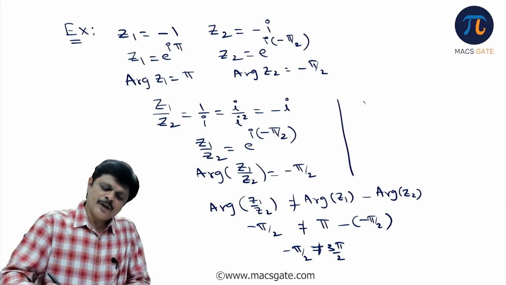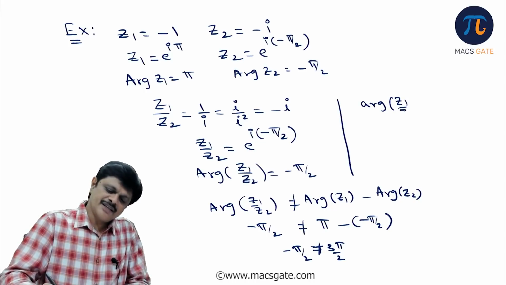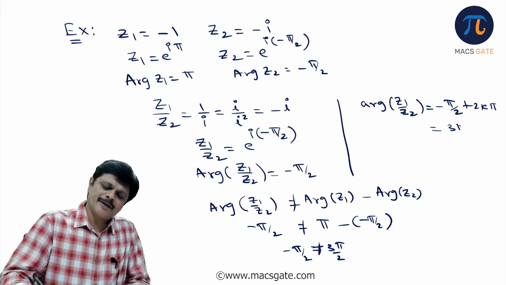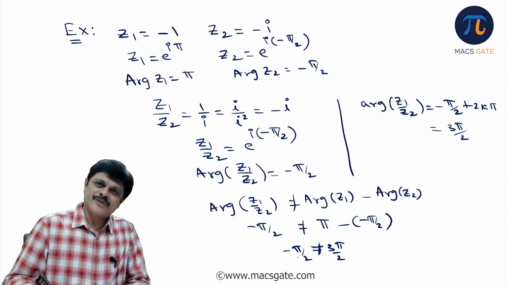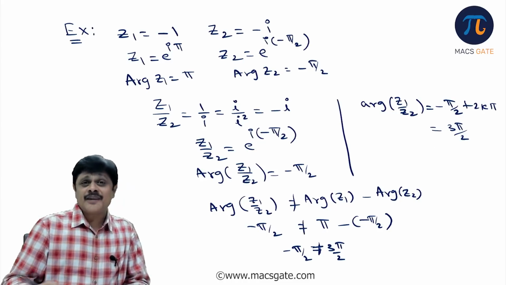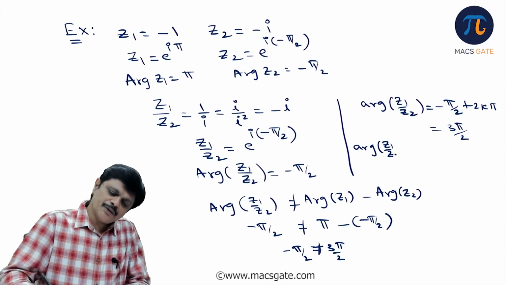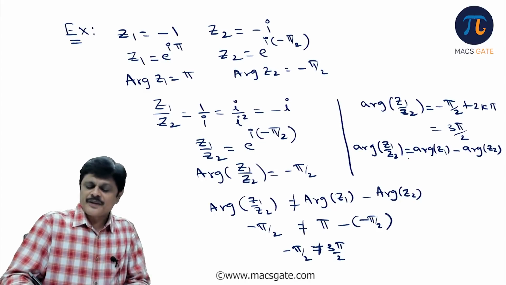But instead of taking principal argument, if you take some general argument of z1 by z2, what is it? Minus pi by 2 plus 2k pi, where k is integer. I take k is equal to 1, which is 3 pi by 2. So for that this will be satisfied. For 3 pi by 2 is equal to pi minus of minus pi by 2, that is 3 pi by 2. That will be satisfied. So the idea is argument of z1 by z2 is equal to argument of z1 minus argument of z2. When you say for some argument of z1 by z2, some argument of z1 minus some argument of z2 will definitely satisfy this result.